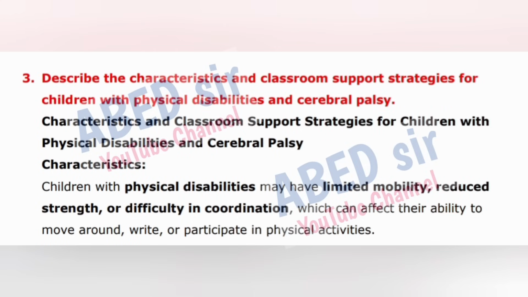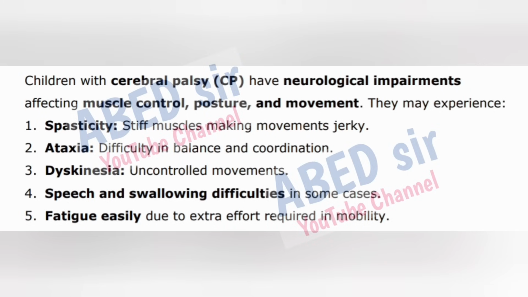Describe the characteristics and classroom support strategies for children with physical disabilities and cerebral palsy. Characteristics and classroom support strategies for children with physical disabilities and cerebral palsy. Characteristics. Children with physical disabilities may have limited mobility, reduced strength, or difficulty in coordination, which can affect their ability to move around, write, or participate in physical activities. Children with cerebral palsy, CP, have neurological impairments affecting muscle control, posture, and movement.